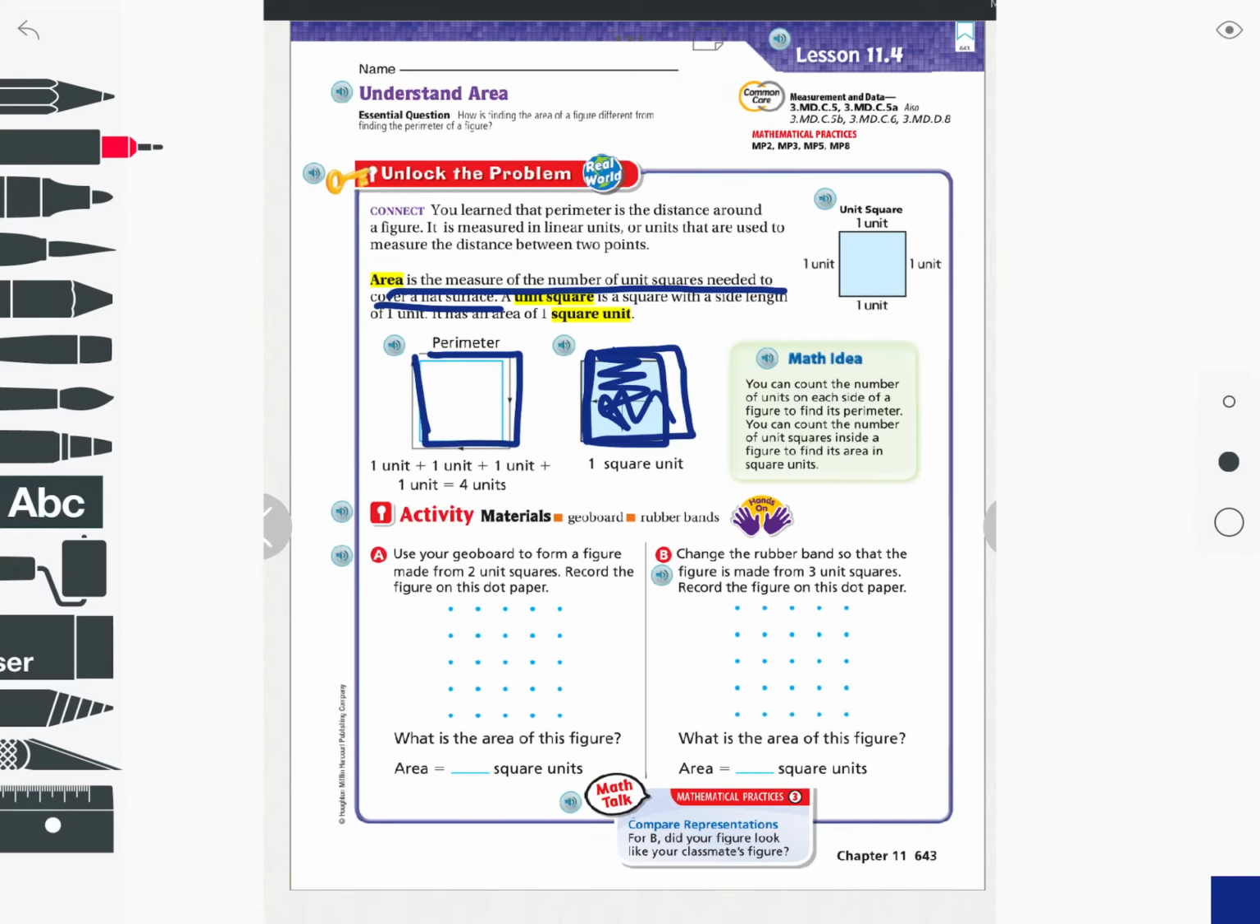So if I wanted to make a figure with 2 unit squares, 1, 2, I can say that the area of this figure is 2 square units. It's made of 2 squares. If I wanted to make a figure with 3 unit squares, so 1, 2, 3, I know this figure is made of 3 unit squares, so the area is 3 square units.